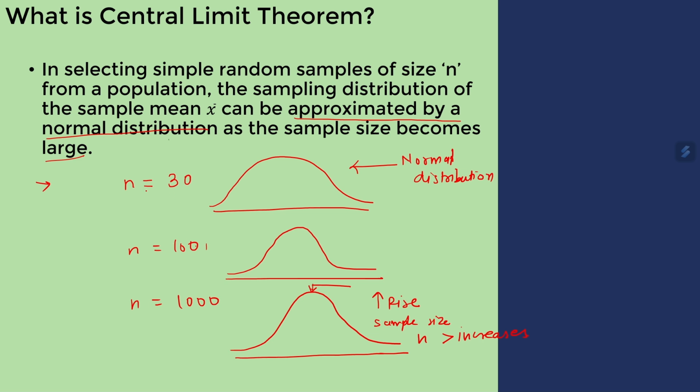And one more thing is that the sampling distribution of the sample mean x bar, so this is going to be our x bar, can be approximated, meaning this can be calculated with the help of a normal distribution curve. Anyways, moving on.